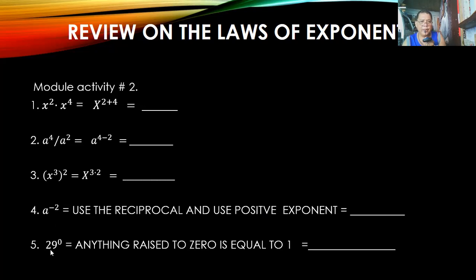Number 5, 29 raised to 0 power. Anything raised to 0 is equal to 1. Therefore, the answer of this number 5 is 1. Okay, let's proceed.